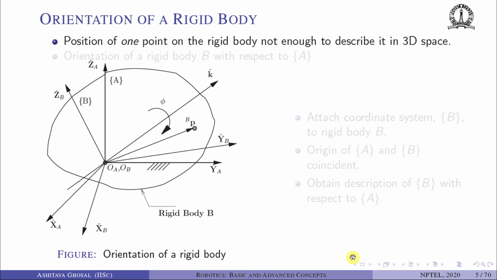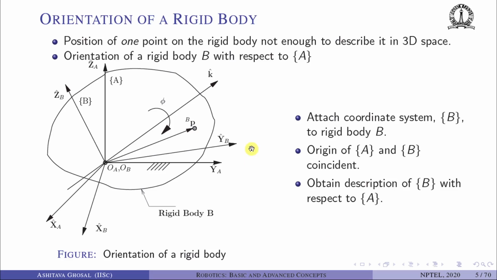The position of one point on the rigid body is not enough to describe it in 3D space. You can think of, let's say, you are holding a cube. If I give you the corner of the cube, that is not enough, because from that one point, which is the corner of the cube, I can rotate the cube about different directions. And it will look very different to different people when you rotate it. So the moral of the story is the position of one point on the rigid body is not enough to describe it in 3D space.